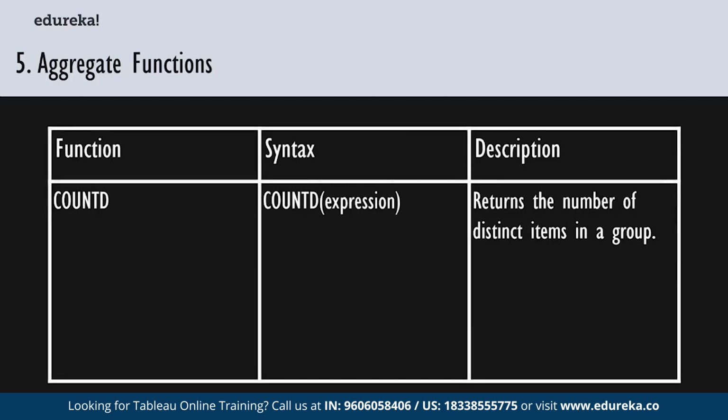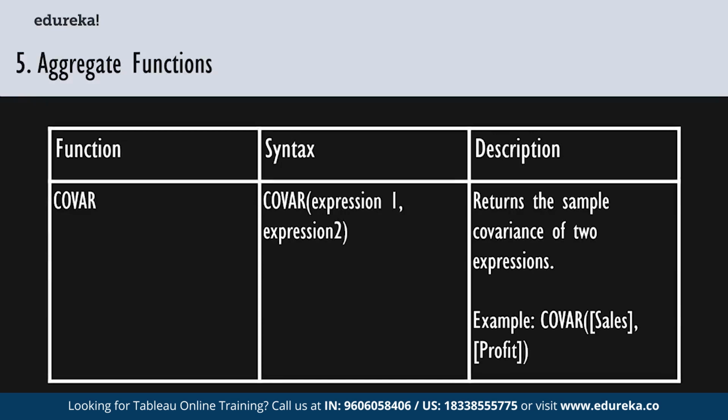And then we have _count_d, which returns the number of distinct items in a group, which basically means that if a certain item is there twice in a certain group, _count_d is going to count it as one item. Then we have the covariance expression. This basically returns the sample covariance of two expressions. Covariance basically quantifies how two variables change together.